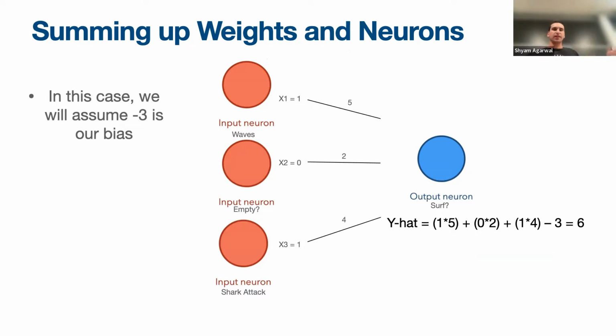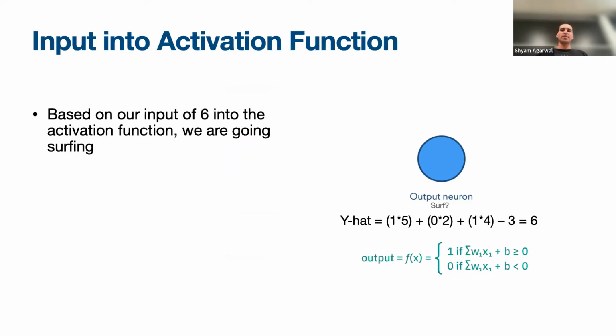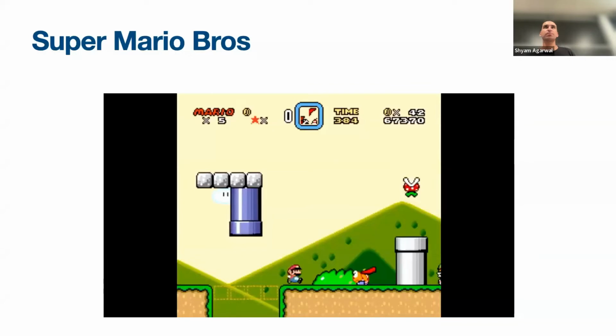Because basically, like I said, this is the summing equation essentially. This is where that summing equation comes in. Then what we'll do with this number is take that number that we had earlier, 6, and put it into the activation function in our output neuron. The activation function for this case is going to be 1 if our weighted values are greater than 0. And in this case, the summation of all our weighted values is greater than 0. And so the output of the activation function is indeed 1, which means that in this case, yes, we're going to go surfing.